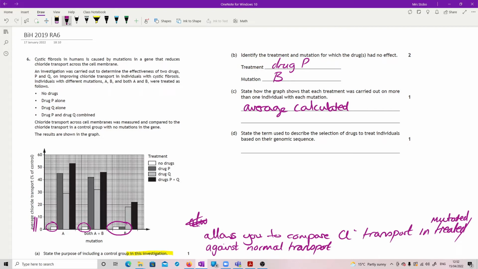State the term used to describe the selection of drugs to treat individuals based on their genomic sequence. That's pharmacogenetics. Straight, just gotta know, and that's the question.